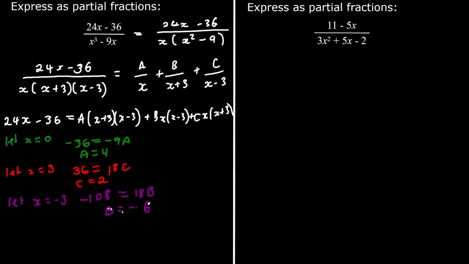So then we can write that as partial fractions. We've got 4 over x minus 6 over x plus 3 plus 2 over x minus 3. One for you to try. Pause the video, give it a go.